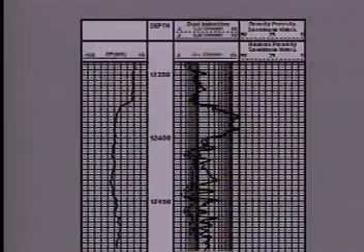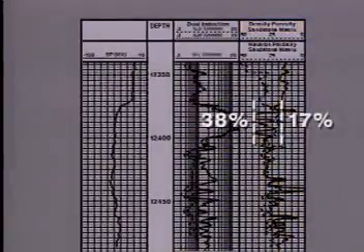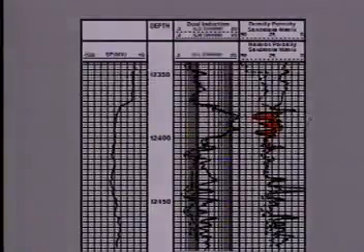Now let's add a porosity log to the display. In this case, the combination neutron density log that we examined earlier. We recall that the dashed neutron curve and the solid density curve read apparent sandstone porosity. Our high resistivity sand is obviously porous because the neutron and density curves show from 17% to 38% porosity throughout most of the interval. We also recall that separation of the porosity curves, as we see here, with the neutron curve reading low porosity and the density reading high porosity, indicates the presence of gas.